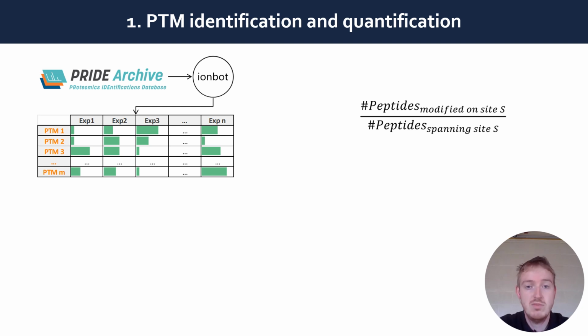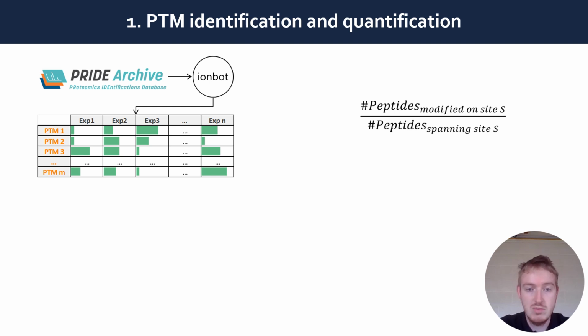One of the ongoing projects in the Compomics lab, where I'm doing my postdoc, is the reanalysis of all mass spectrometry data in PRIDE. So we downloaded about 1 billion spectra from PRIDE and reprocessed them with an open PTM search tool to identify PTMs in an unbiased way.